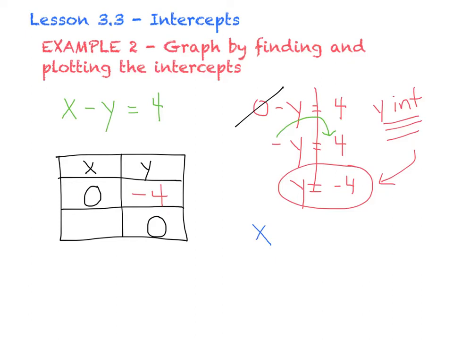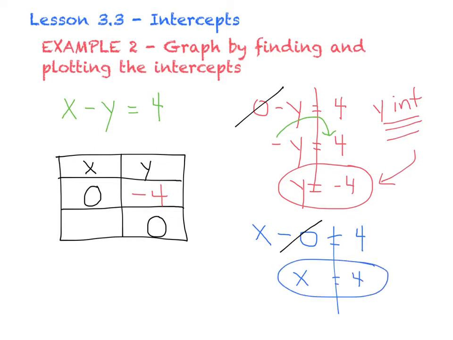x minus y is now 0 equals 4. Just like before, this cancels out, and we're actually left with our answer. x equals 4. We can now fill in our table, and we will be finished with this part of it.